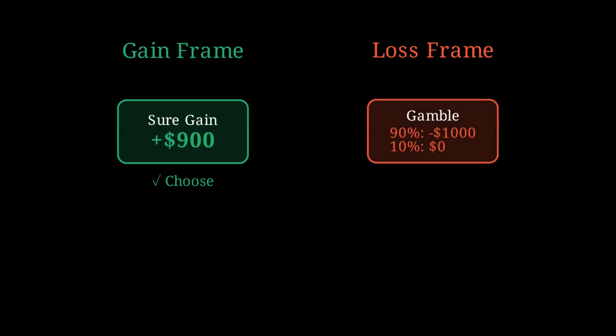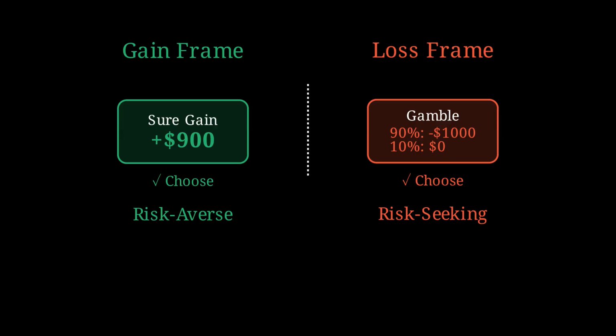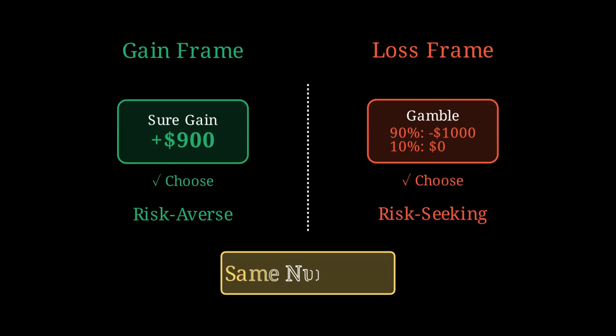Here is the puzzle. In the first problem, many people choose the sure gain. In the second, many of those same people choose the gamble. That means people are often risk-averse for gains, meaning they prefer the sure option over an equal average gamble, but risk-seeking for losses, meaning they prefer the gamble over the sure option. But wait. Did the math change? Or did only the feeling change? If the numbers are mirrors of each other, why would our choices reverse?